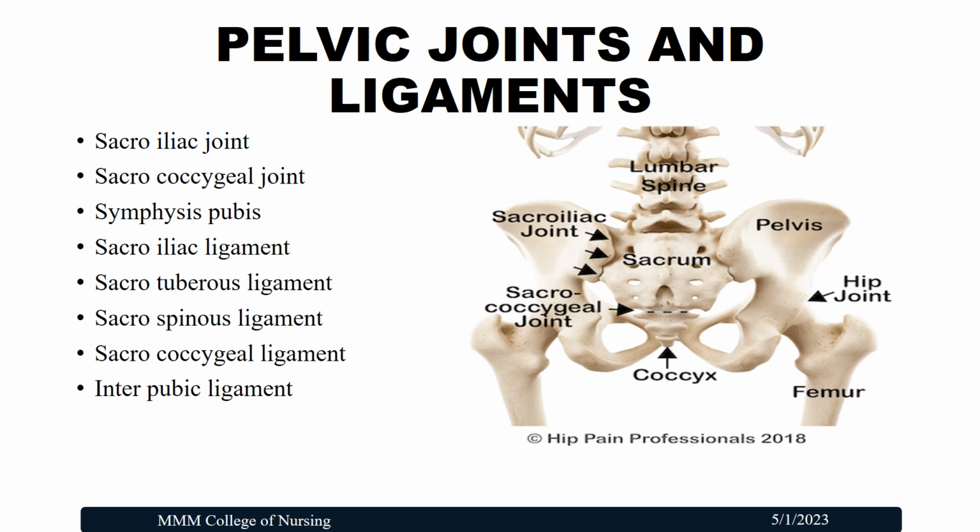Next come the pelvic joints and ligaments: the sacroiliac joint, sacrococcygeal joint, symphysis pubis, sacroiliac ligament, sacrotuberous ligament, sacrospinous ligament, sacrococcygeal ligament and interpubic ligament. You can see in the image the sacroiliac joint, where the sacrum and iliac bone join together, and the sacrococcygeal joint, where the sacrum and the coccyx join together, and likewise the sacrospinous ligament, sacrococcygeal ligament and interpubic ligament.